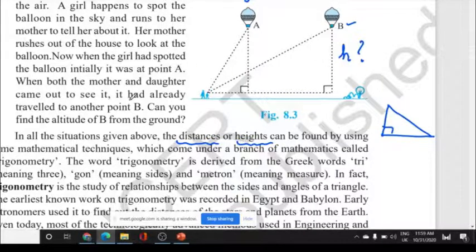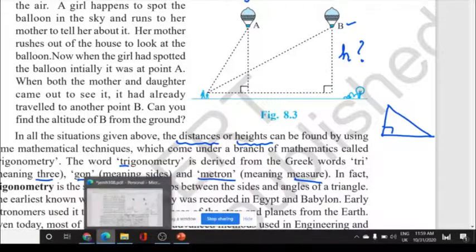And then, tri means how much? 3. Tri means 3. Gon means sides. And metron means measure. Measurement. So measure of the three sides, that means triangles. That is the study of the measure of the three sides of a triangle. That is known as trigonometry. Understood? This is what you are going to learn today in trigonometry.